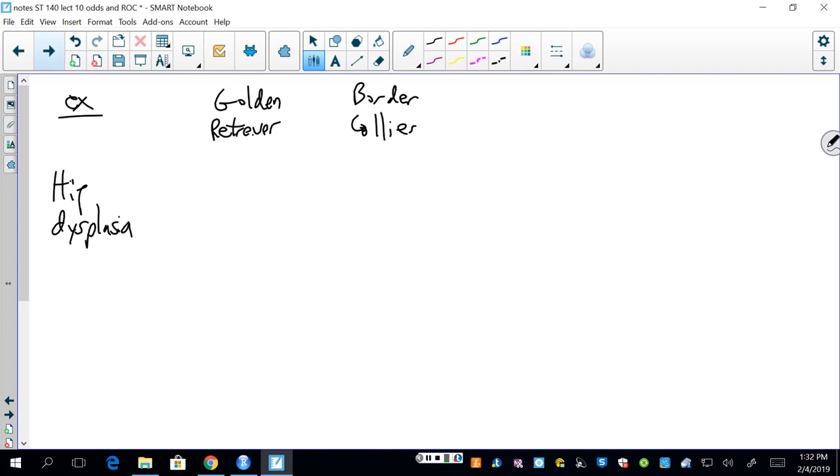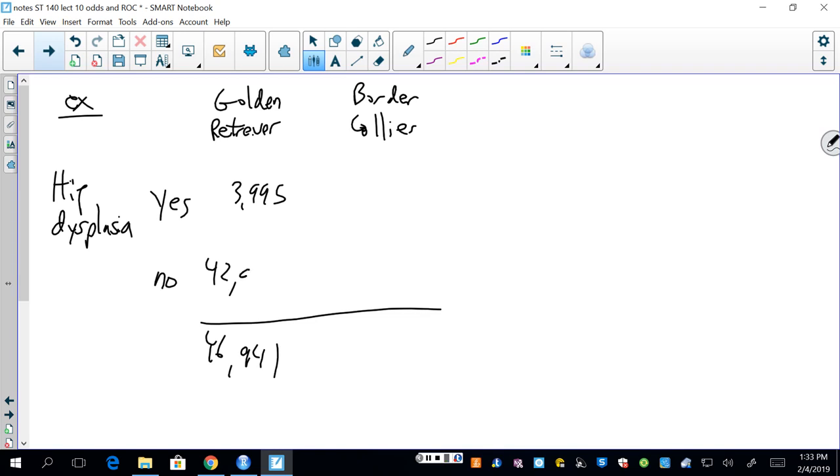So the dogs either had it or did not, and in this study they collected data over a number of years at different research veterinary centers. Out of 46,941 golden retrievers, 3,995 had hip dysplasia, 42,946 did not. Border collies weren't quite as numerous, 5,228. 221 had hip dysplasia, but 5,007 didn't.